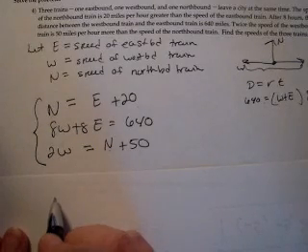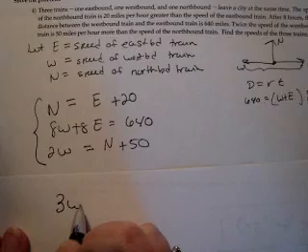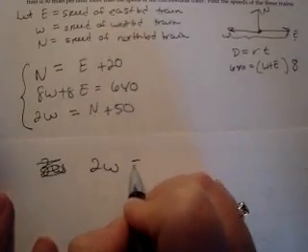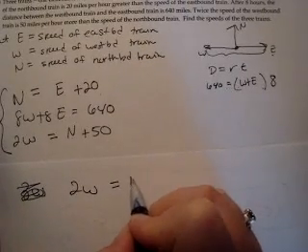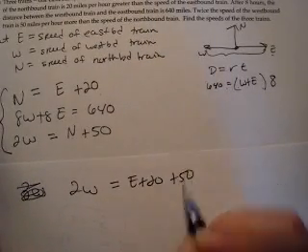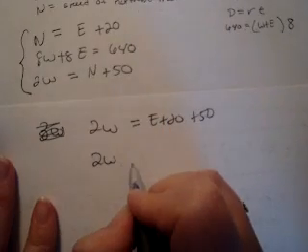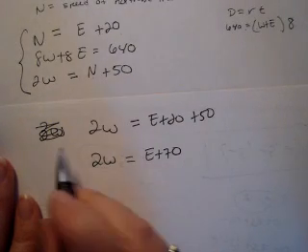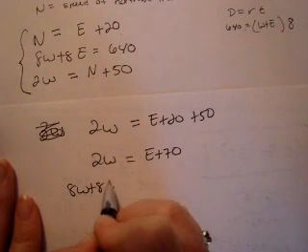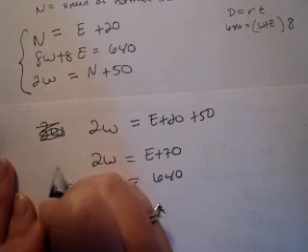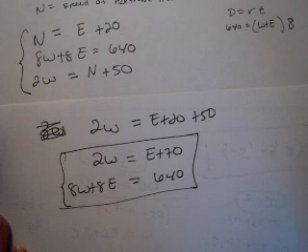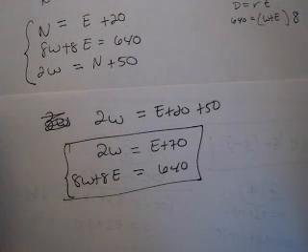Okay, so let's try that. So I'm going to change the third equation to be 2W, except that's a 3. Try again, Renee. 2W equals, instead of N, I substitute E plus 20 plus 50. Or 2W equals E plus 70. Now let's rewrite equation 2 as I had it. Equation 2 was 8W plus 8E is equal to 640. Now I've condensed my 3 equations down to these 2 equations with 2 unknowns. And now let's see what we can do next.